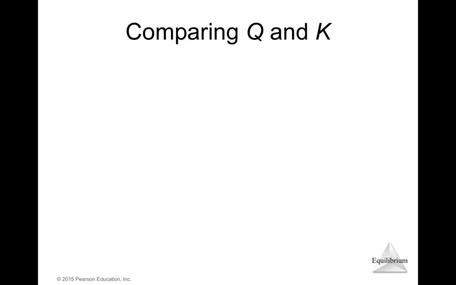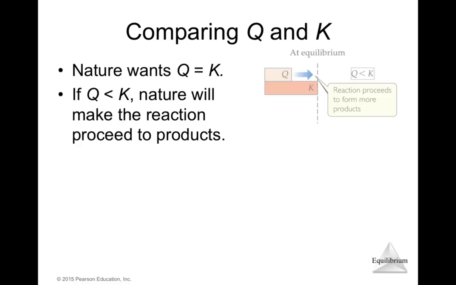So, which are the possible values of Q that we can find? First, nature always wants Q to be equal to K, because if we determine that Q is equal to K, that means that we are in equilibrium. So if Q is lower or smaller than K, nature will make the reaction proceed to the products because we want to increase the value of Q. And we know that Q and K have the same expression, products over reactants. So if we want to increase the Q value, we need to increase the products also. That's why when we have a Q lower than K, the reaction will proceed more to the products.